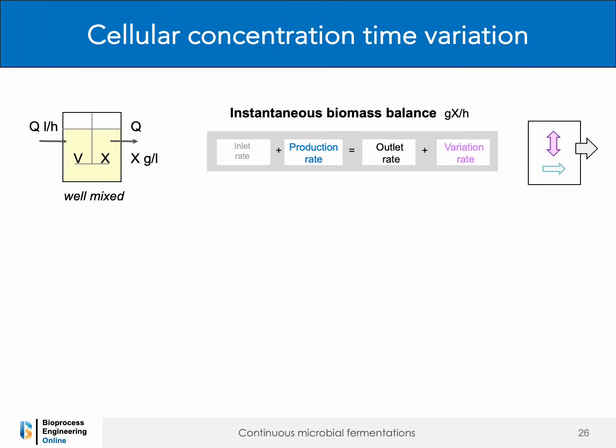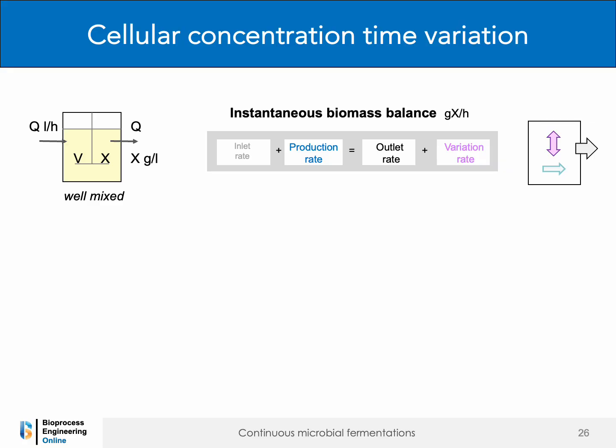The time variation of the cellular biomass concentration X in gram per liter is described by the instantaneous mass balance for the cells in the fermenter. Under continuous operating conditions, the fermenter is fed with sterile medium at a constant volumetric flow rate Q liters per hour, while an equal flow rate is withdrawn from the reactor. As a result, the working medium volume V of the fermenter remains constant.